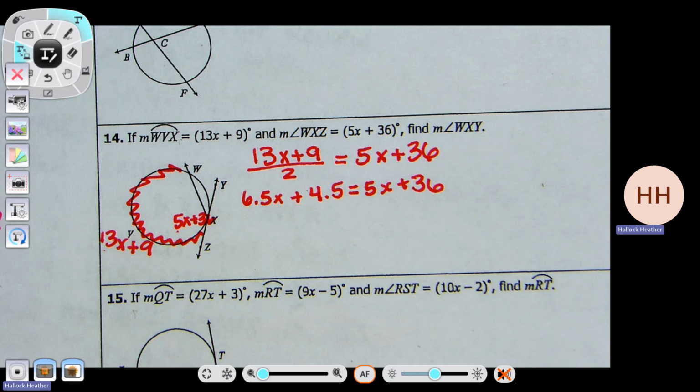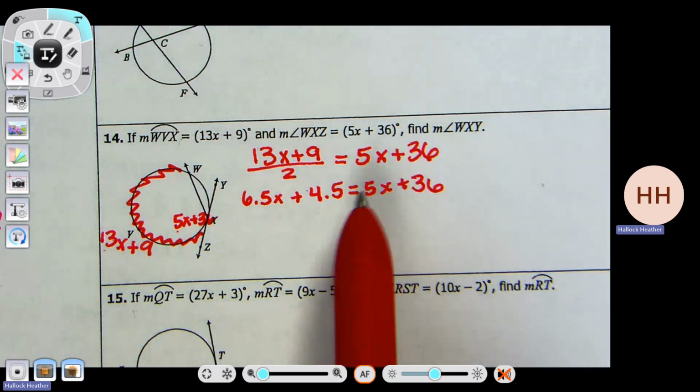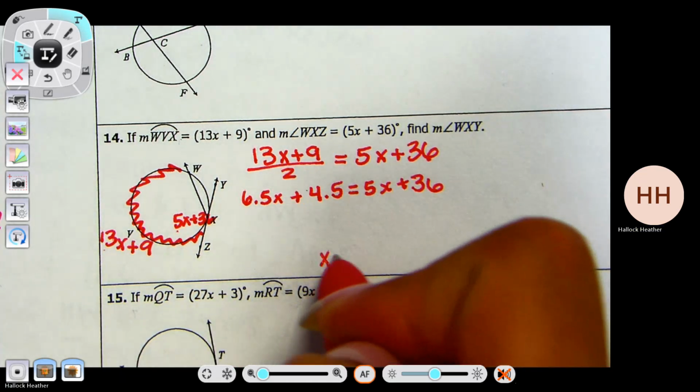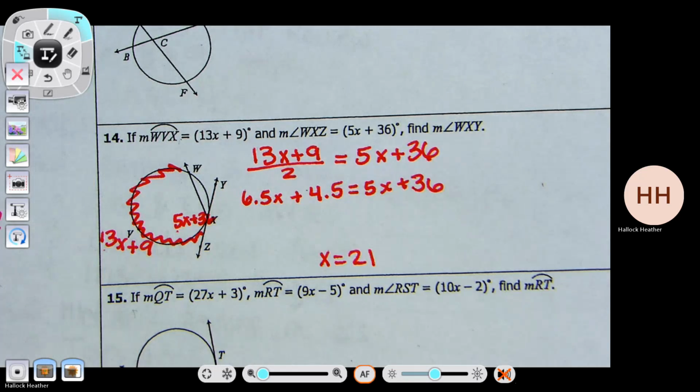Oh, that's not right. Let me just mumble it. Yeah. So if you minus, and then you minus, you get x is 21. Now I gotta plug it back in.